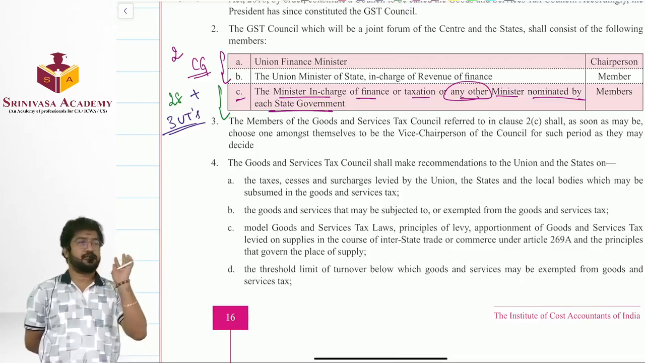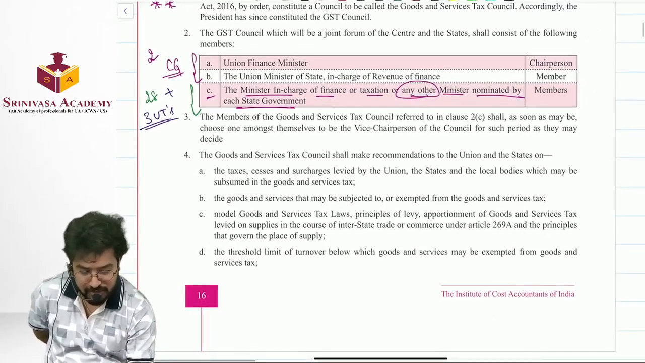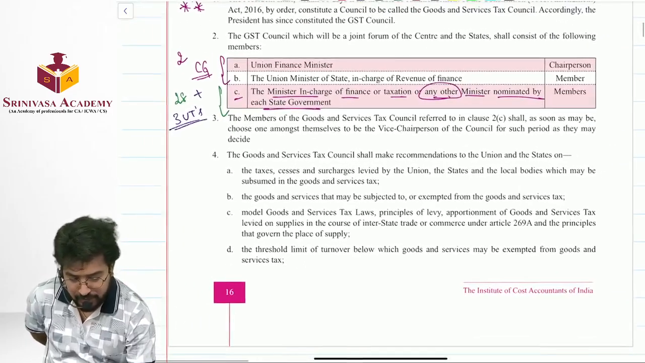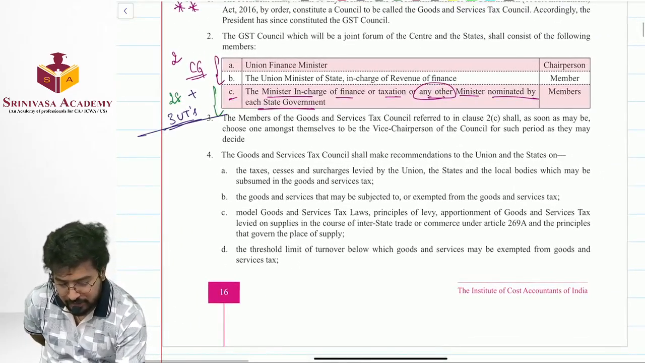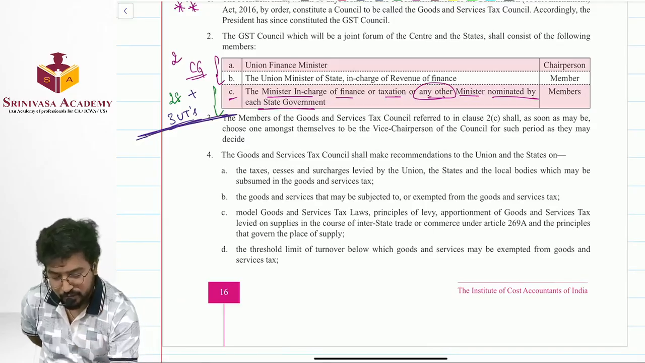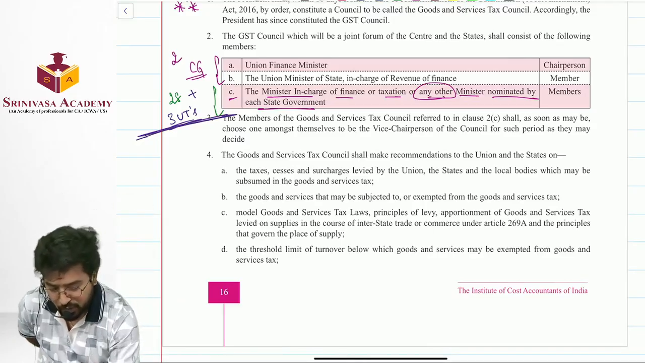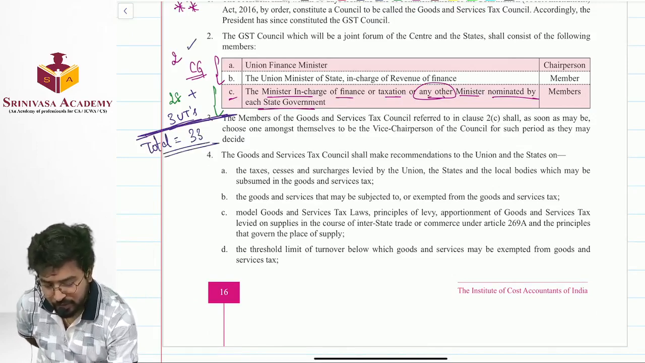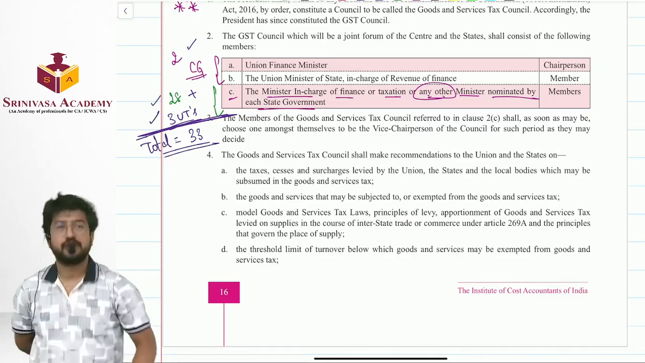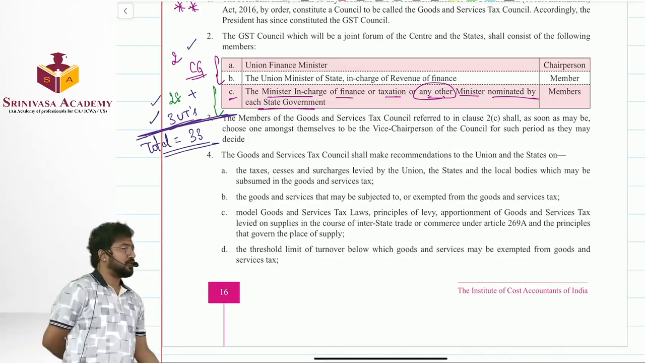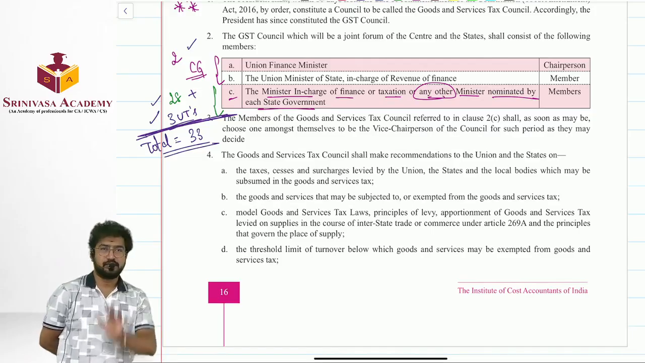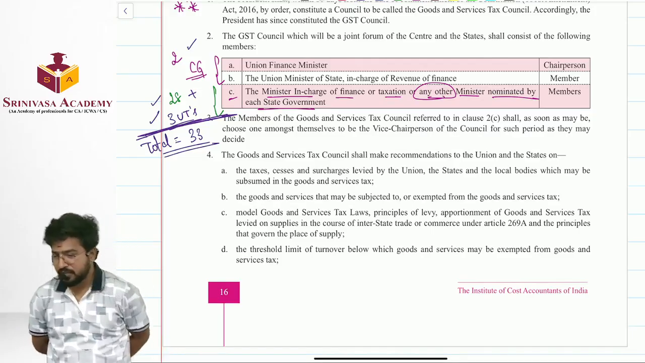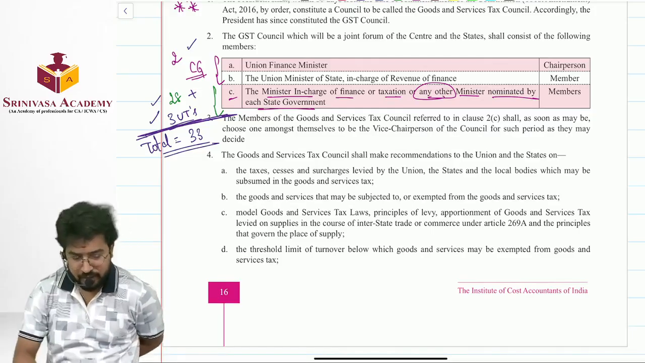31 states. Correct? So total how many members do you have? In total, you have 31 from states, 2 from the center. So total 33. Central government 2, state governments 28 plus 3, 31. Clear? Shall we continue, everybody? Right. So these are the things.